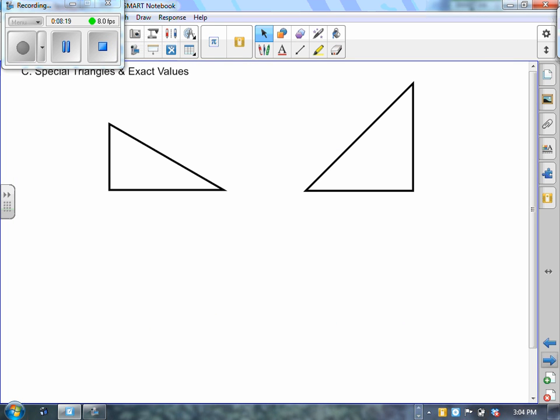Another topic, if we kind of glaze over these quickly, is that of special triangles and exact values. So do recall that we had studied the 30-60 or the pi by 6, pi by 3 special triangles. Just for reference, recall that pi by 6 is 30 degrees, and then this one here is 60. We had also taken a look at the 45 or the pi by 4 special triangle.